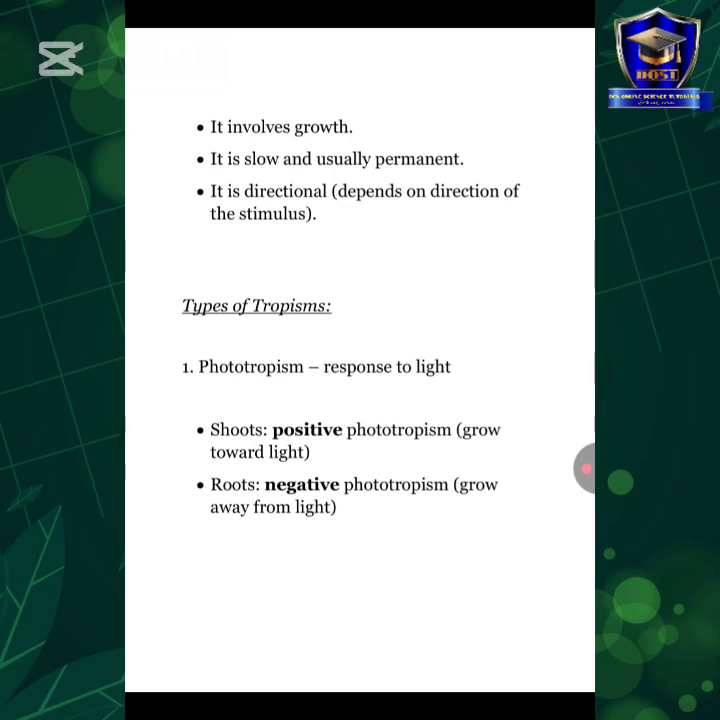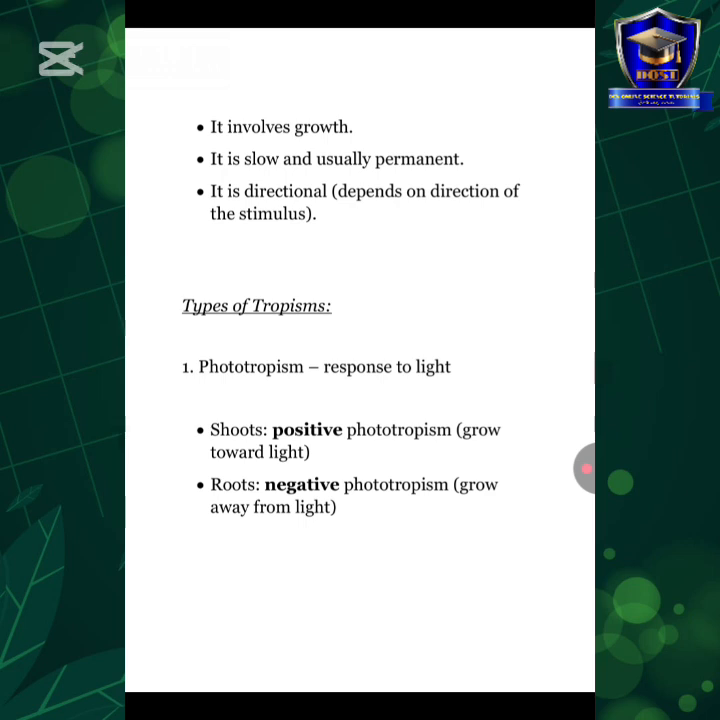All right, so it always involves growth for tropic response, and also it is slow and usually permanent, meaning that if the plant has moved in that direction, it cannot reverse the movement. Okay, and also it is directional. It has a particular direction where the movement is going. It is either going towards the stimulus or going away from the stimulus.